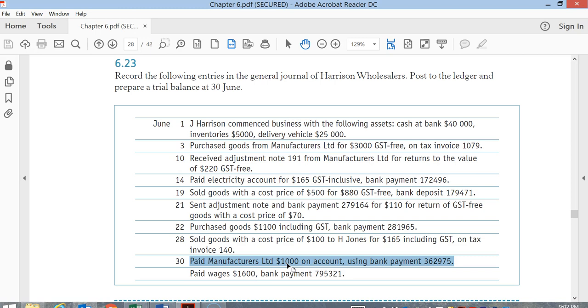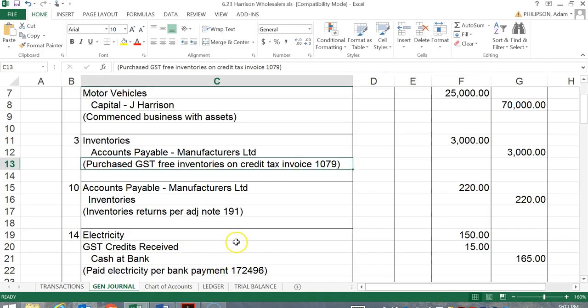So regardless, when we pay an accounts payable or we receive money from an accounts receivable, there is no GST. The GST is accounted for when we originally purchased the goods, if there is GST in the transaction. So this one here, paid Manufacturers Limited. We're going to decrease our accounts payable and we're going to decrease our bank account. If we're decreasing an accounts payable liability, we debit it. If we're decreasing our bank, we are crediting it. So our journal entry looks like this here.